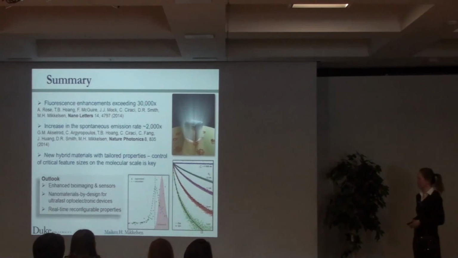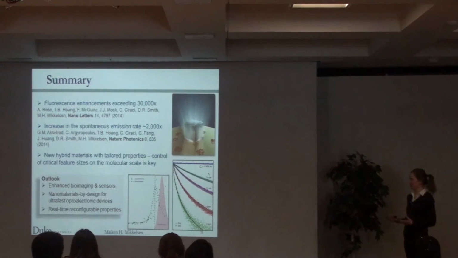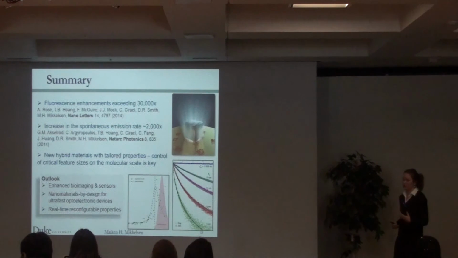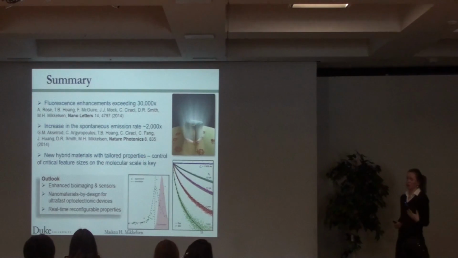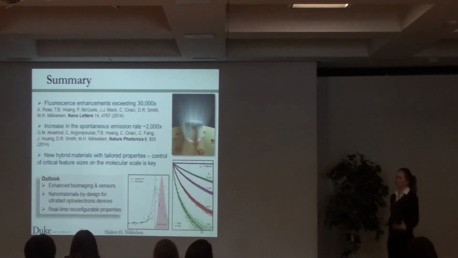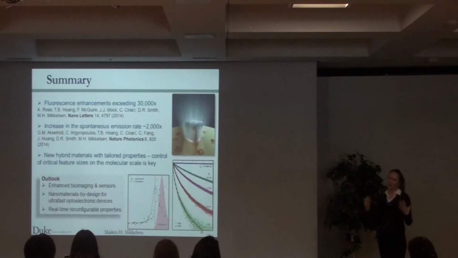And a little bit of outlook: I think this is exciting for potentially enhanced bioimaging, that you could maybe make brighter fluorescence labels or more efficient sensors, that you can use these new nanomaterials by design for ultra-fast optoelectronic devices that could operate at lower powers without thresholds as you need for lasers. And I also think it's really exciting that when we start to make nanomaterials that derive their properties from the surroundings, we can think about modifying those surroundings in real time, which in turn can allow us to get reconfigurable properties.